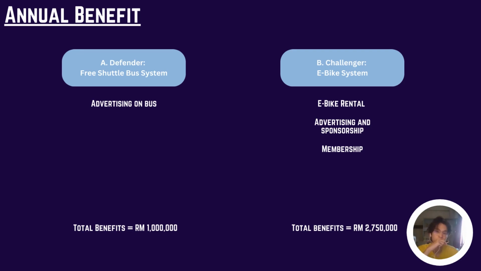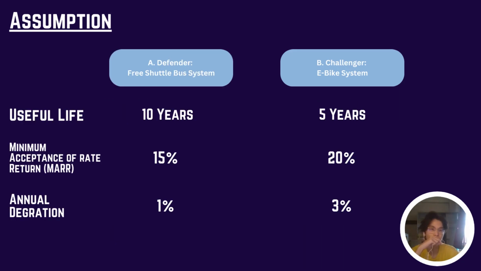Thirdly, we'll be talking about the annual benefits. For the free shuttle bus system, because it's free, we only managed to advertise on the bus. So the total benefit will be about 1 million ringgit. And then for the e-bike system, we included the e-bike rental, advertising and sponsorship in the app. And then also we included the membership, because the rental for non-member is actually more expensive than the rental fee for member. So the total benefits will be about 2,750,000 ringgit. Before we look into the next section, we make an assumption first.